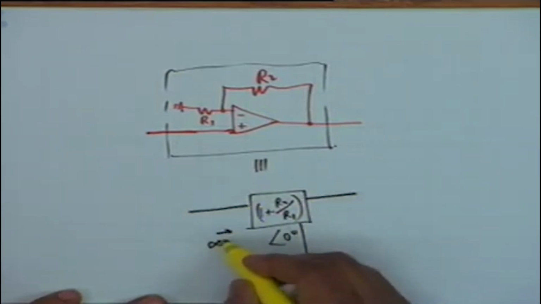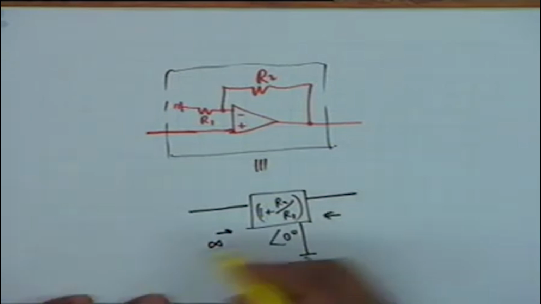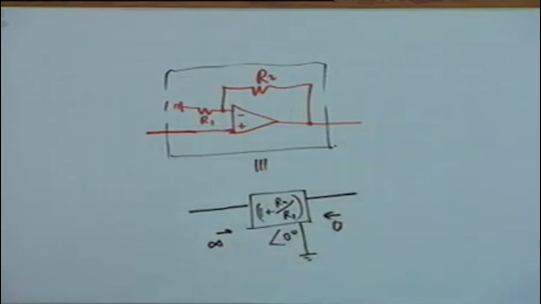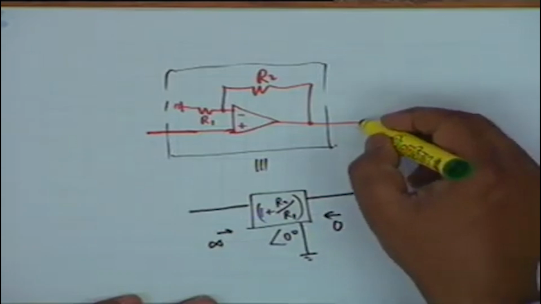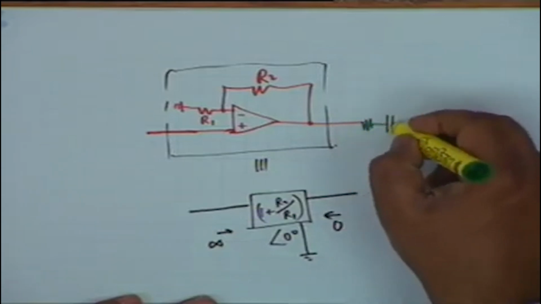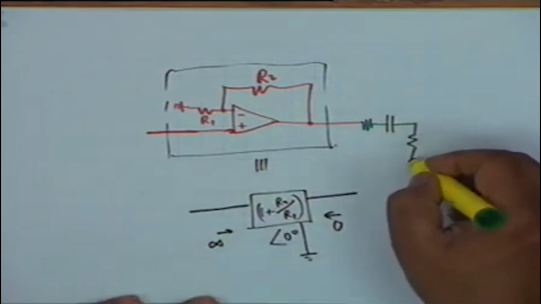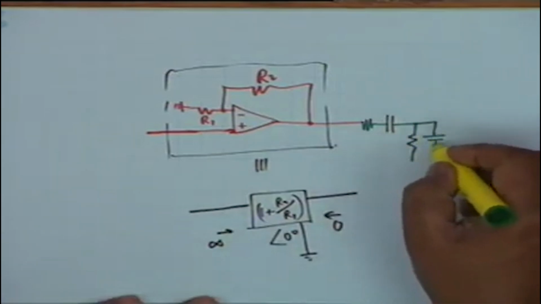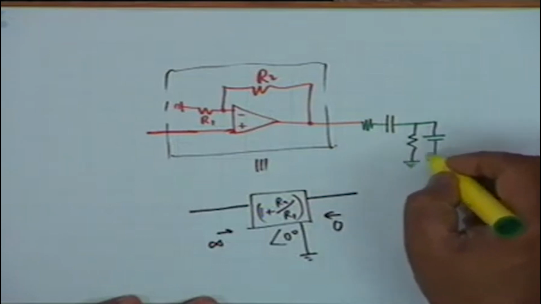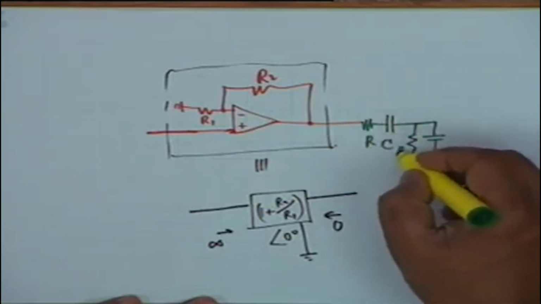Input impedance is infinity. What is the output impedance? 0. So it is an ideal amplifier. Now I want to make this into an oscillator. So what I do is, this is an alternative circuit. I use an RC. Obviously here G is frequency independent. I use a series RC and a parallel RC.